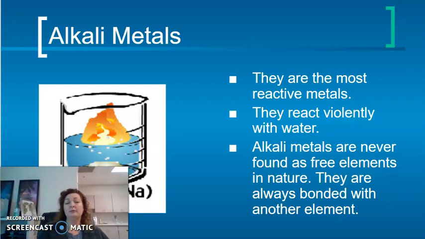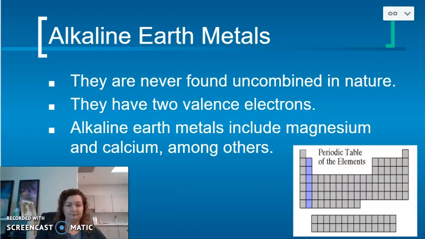But they're the most reactive metals on the periodic table. Let's see, they're never found as free elements in nature, and they're always bonded with another element, especially halogens, because alkali has a valence electron of 1 and halogens have a valence electron of 7. Every atom wants a full octet, so that works very well together to form that full octet.